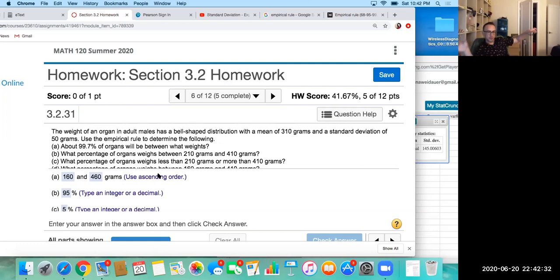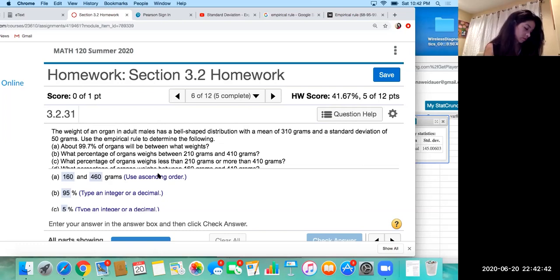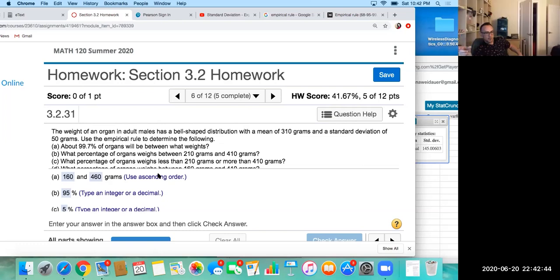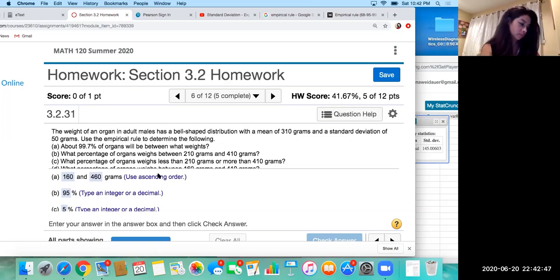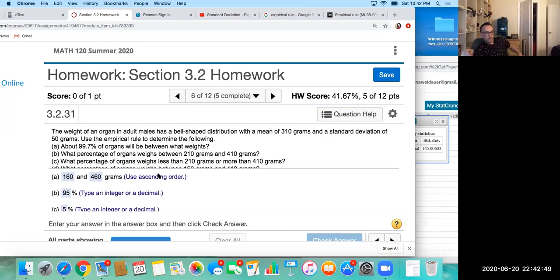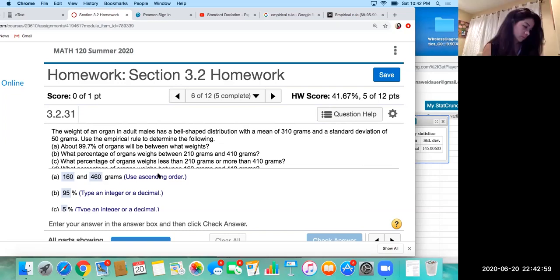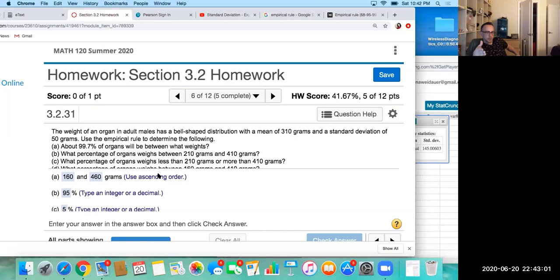So that tells me that 99.7% is in the middle. So 0.3% would be in the left and right, because 100 minus 99.7 is 0.3. If you type in a calculator 100 minus 99.7, you'll get 0.3. Now divide 0.3 by 2, you get 0.15. Right?